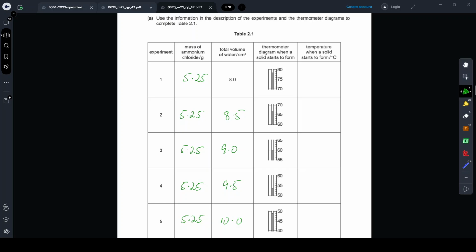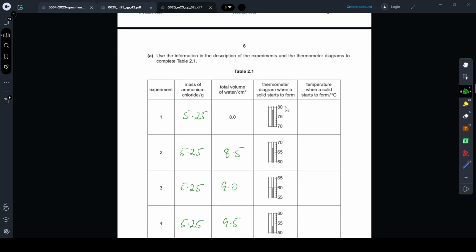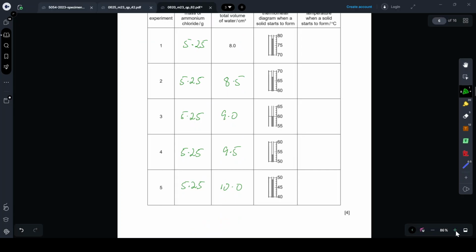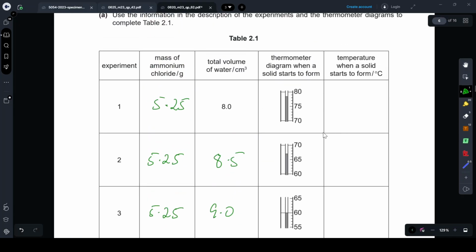Thermometer diagram when the solid starts to form, and now you need to take a reading. So for this I'm going to zoom back in. What's the reading on the thermometer? Yes, 17. No, each line is 1 degree centigrade, and if it's falling between two lines you can estimate up to 0.5 degrees centigrade. So take a look again. 78.5. Yes.